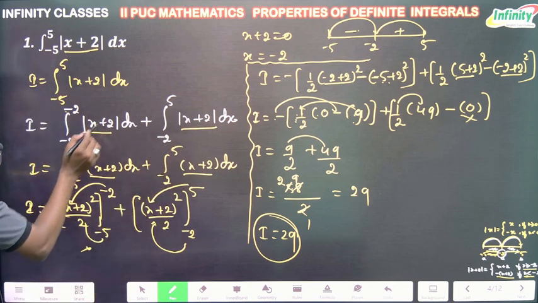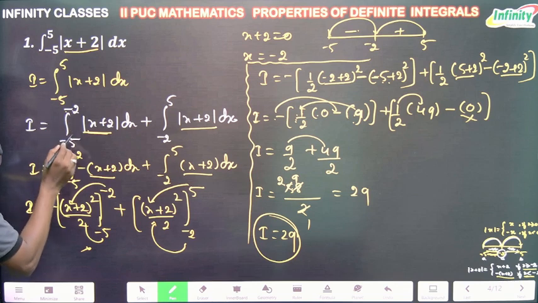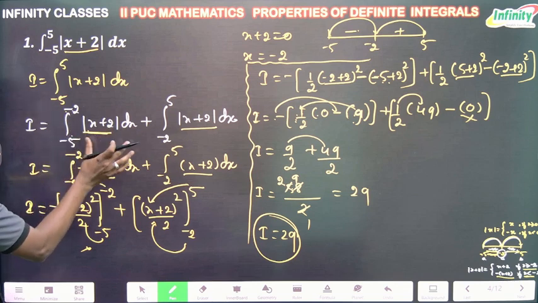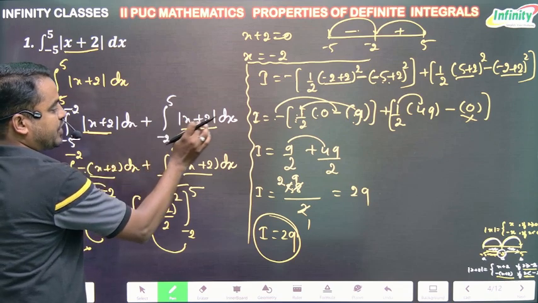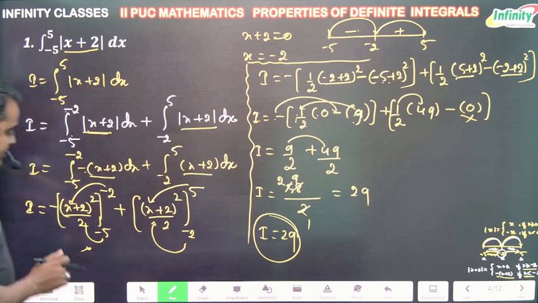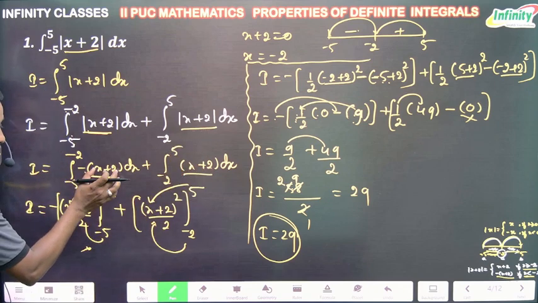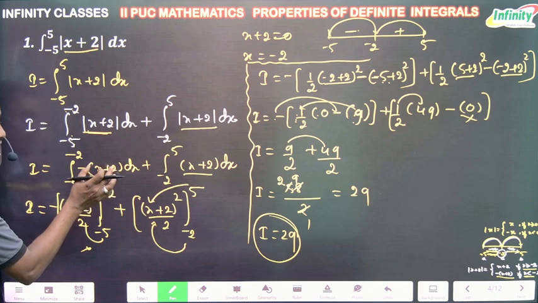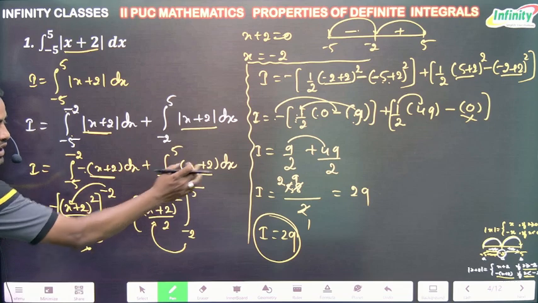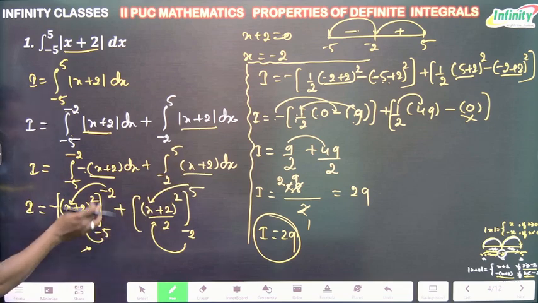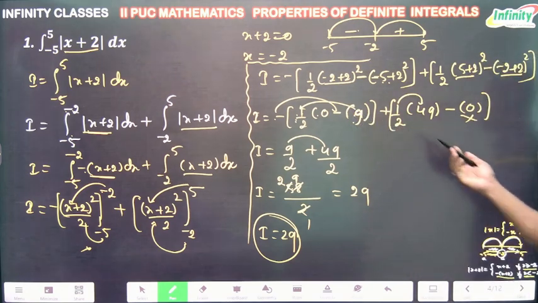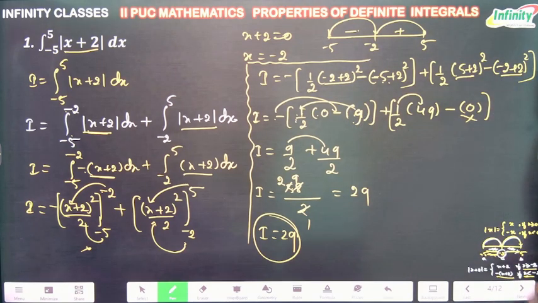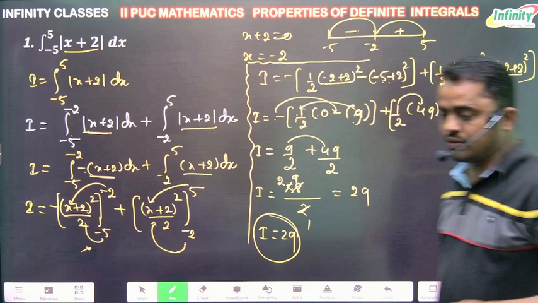Then this function on the interval minus 5 to minus 2 will be negative. Remove the mod, now write the negative value. Then minus 2 to 5 it is positive, that is x plus 2 dx. Now integrating, integration of x is x square by 2. Here also x square by 2, between the limits minus 5 to minus 2, minus 2 to 5. Now first substitute the upper limit, then minus the lower limit, and simplify the remaining thing. You will get the answer. Pause the video and note it down.